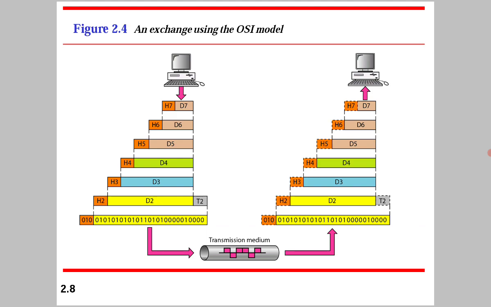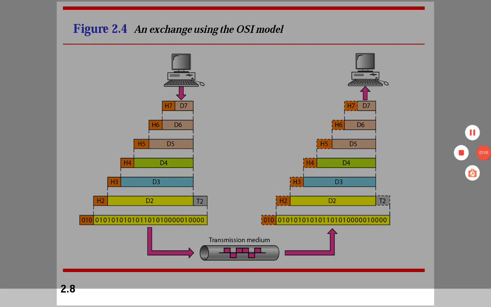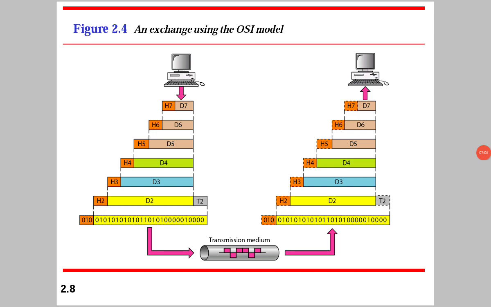So, an exchange using the OSI model. By using some transmission media, two computers or two hosts are connected. Generally we need to send some data and information from host 1 to host 2. In the first layer, bits are transmitted, and in each layer some packets are used.